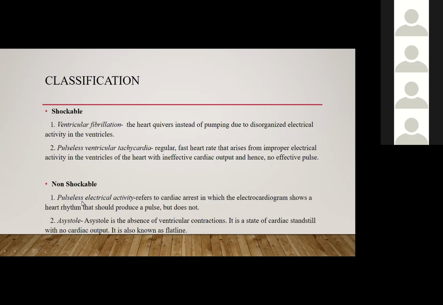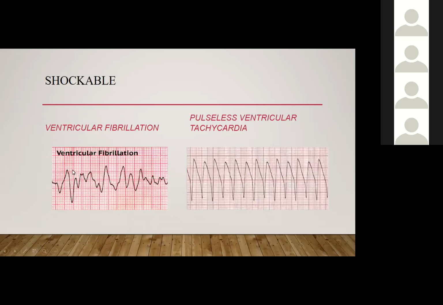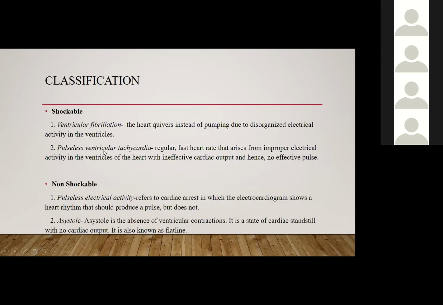Okay, so this is how it looks. These are the ventricles beating, and it's all over the place. As you can see, it's in disarray, it's irregular. The difference between this and the next one, pulseless ventricular tachycardia, is that ventricular fibrillation is irregular, but in pulseless ventricular tachycardia, even though the ventricles are beating very, very fast, it is regular. Basically, that's the main difference. Fibrillation is irregular, pulseless ventricular tachycardia is regular.